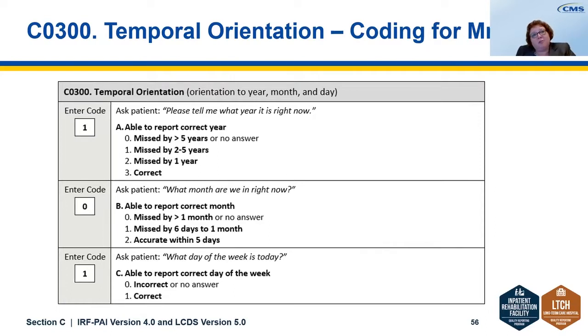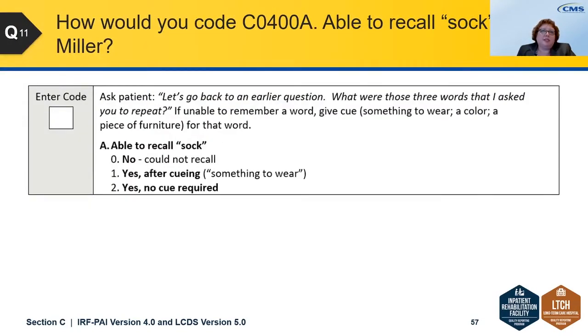So let's move on to C0400 recall for Mr. Miller. How would you code C0400A, able to recall sock for Mr. Miller? Would you use code 0, no, could not recall, 1, yes, after cueing something to wear, or 2, yes, no cue required? Now this is again when the nurse asked him to recall those 3 items. And this item is broken down by each item, so the sub items in here. So we'll start with sock. What was his ability to recall sock?